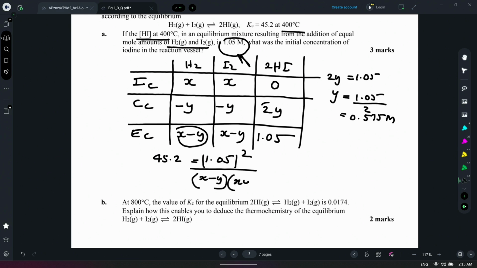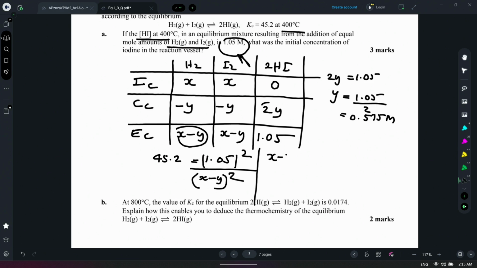Is that clear to you? Because the equilibrium concentrations of both H2 and I2 are the same, instead of x minus y times x minus y, we are not going to use quadratics. We simply say x minus y squared.